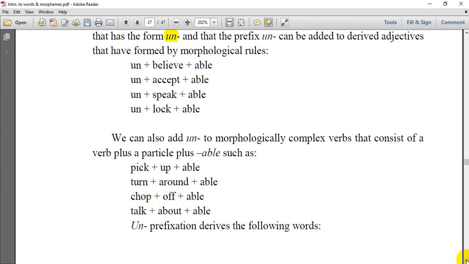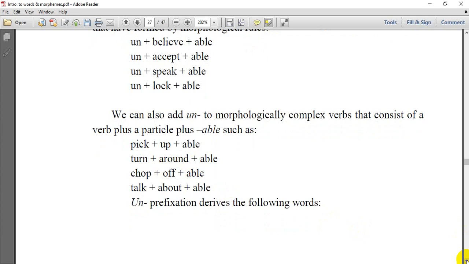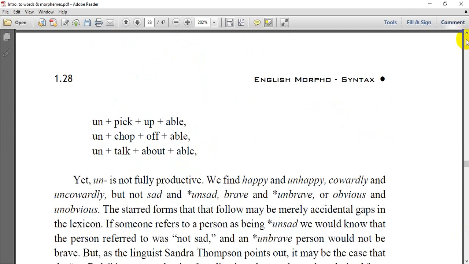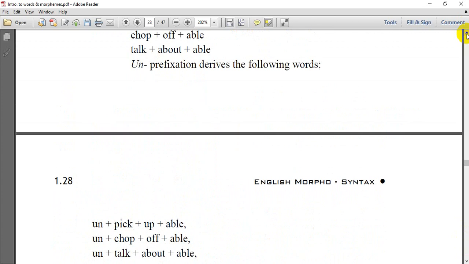And prefixation derives the following words, like talk-about-able and untalk-about-able, chop-up-able and unchop-up-able.